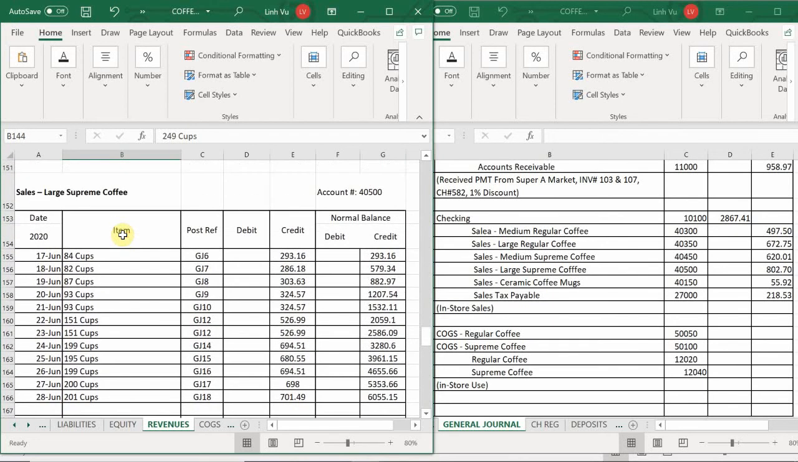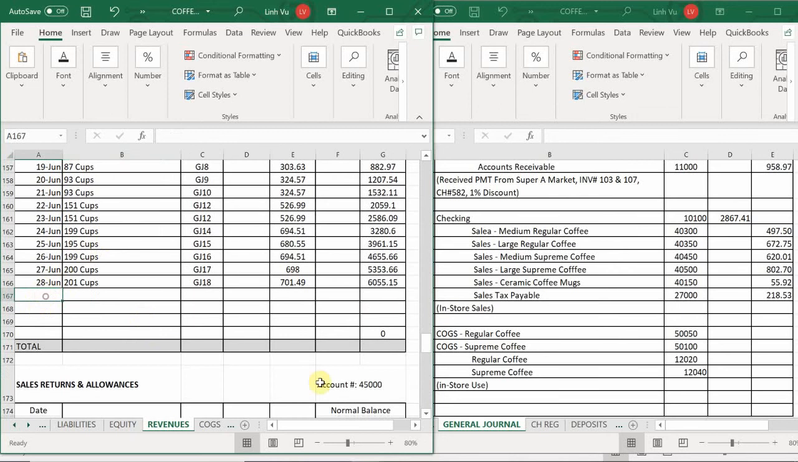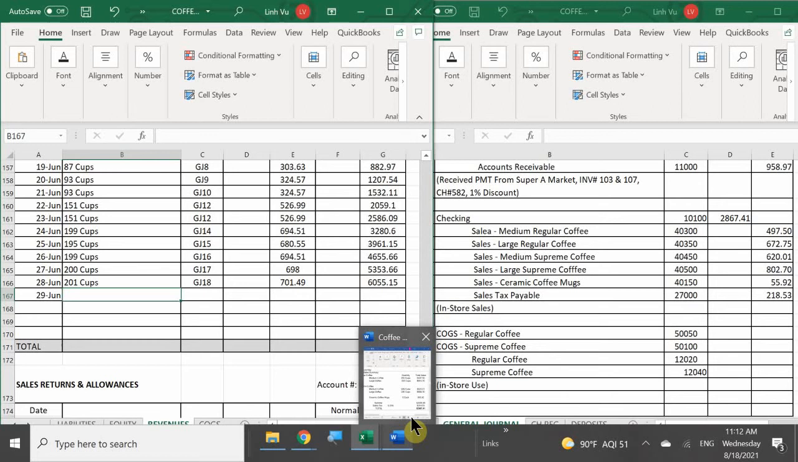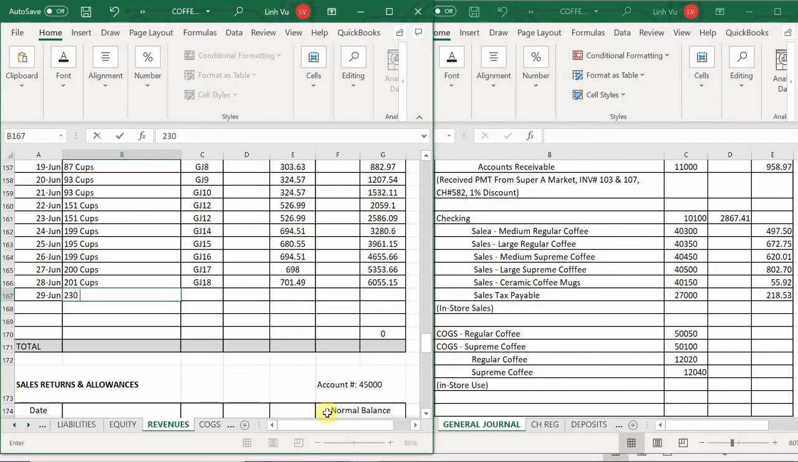So let's plug in our large supreme coffee cups, of which we sold a total of 230 cups. Okay, general journal 20 for a total of $802.70, which brings my ending balance to $6,857.85. Excellent.